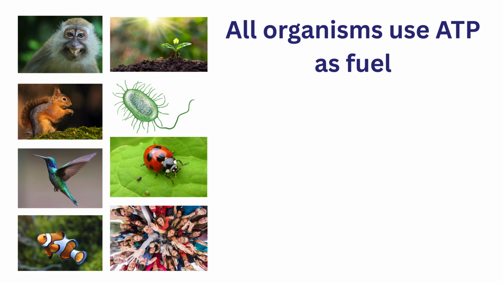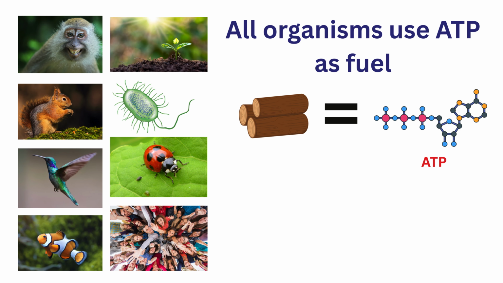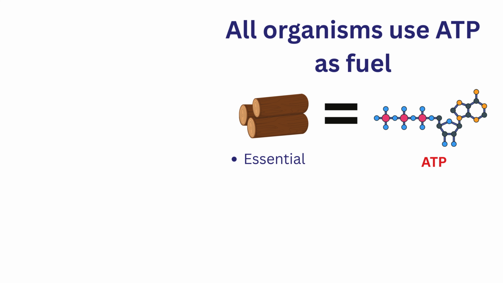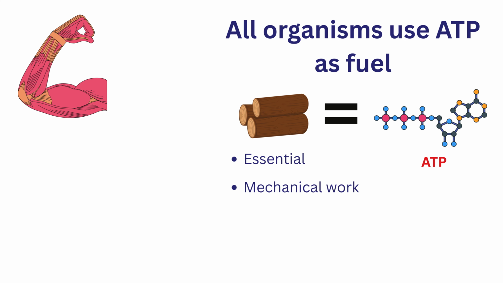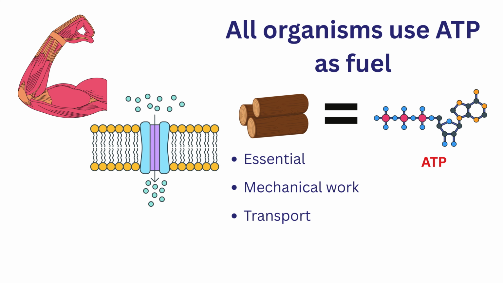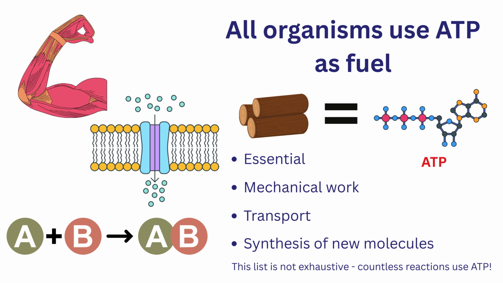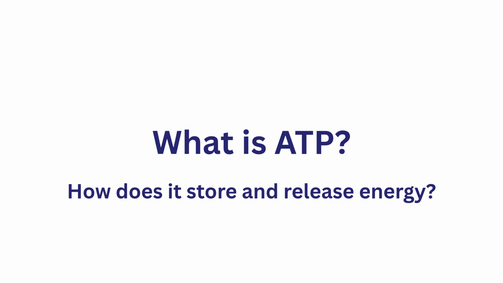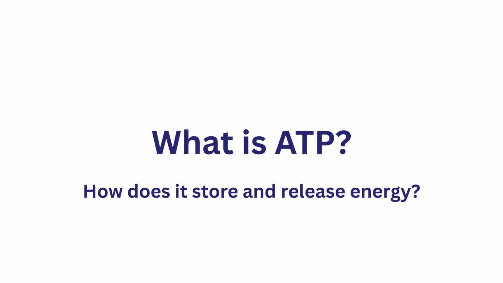All organisms on Earth use a fuel called ATP to power almost all of the reactions that take place inside them. These reactions are often essential and range from doing mechanical work like muscle contraction, to transporting molecules across membranes, to synthesizing new molecules. But what is ATP, and how does it store and release energy?